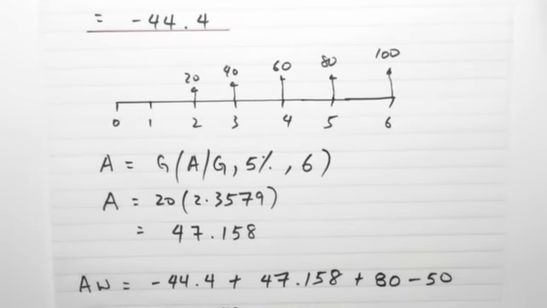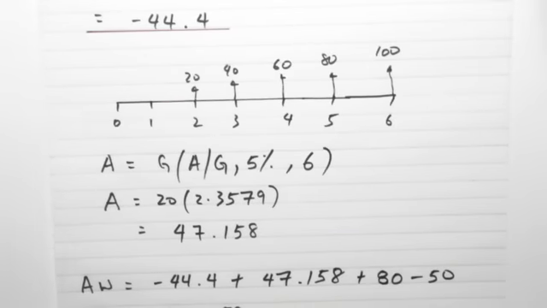We also know that there's always a constant $80 annuity, and we also know there's a $50 running cost per year. That's also already an annuity. So now we have converted each of the cash flows into an annuity over 6 years. The last thing we need to do is simply add them all up, and we will be able to get the annual worth.